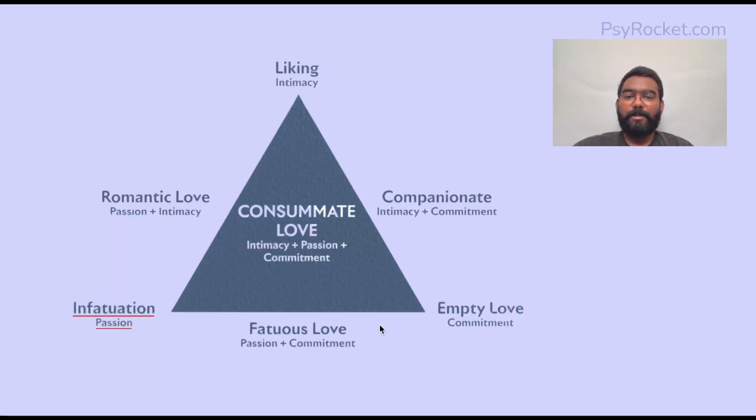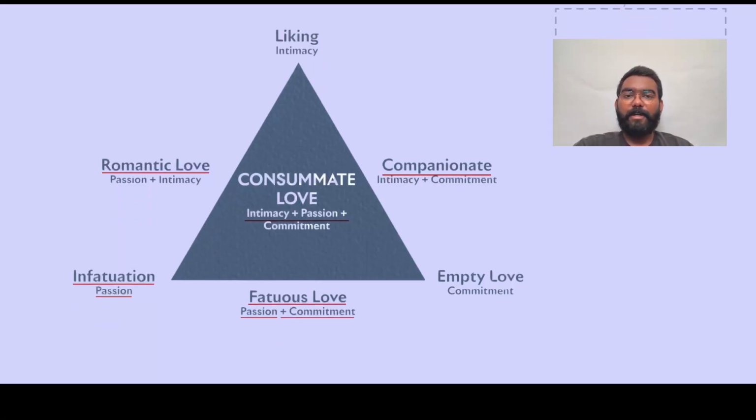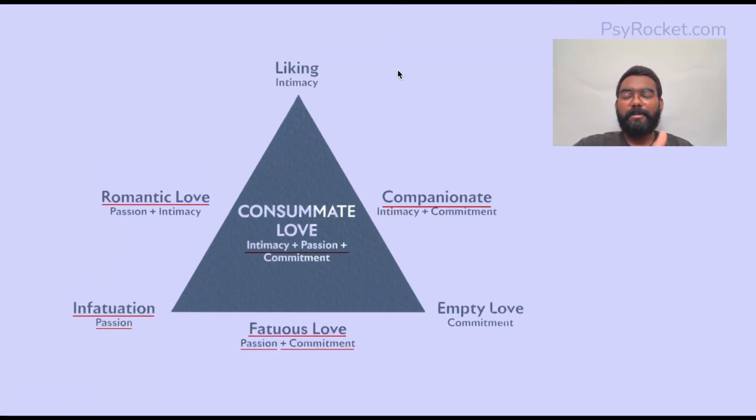There are combinations of them. Suppose you have intimacy and commitment towards a person, then it is companionate love. Suppose you have intimacy and passion towards someone, then it is romantic love. And if there is passion and commitment towards someone, it is fatuous love. If you have all the three, it is called consummate love. So this is how the three components of Sternberg's triangular theory of love decide what kind of relationship you will have with the other person.